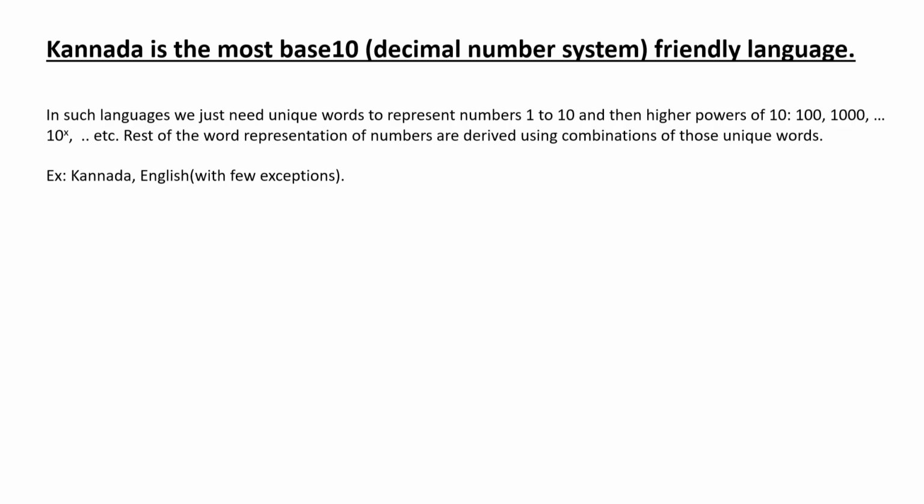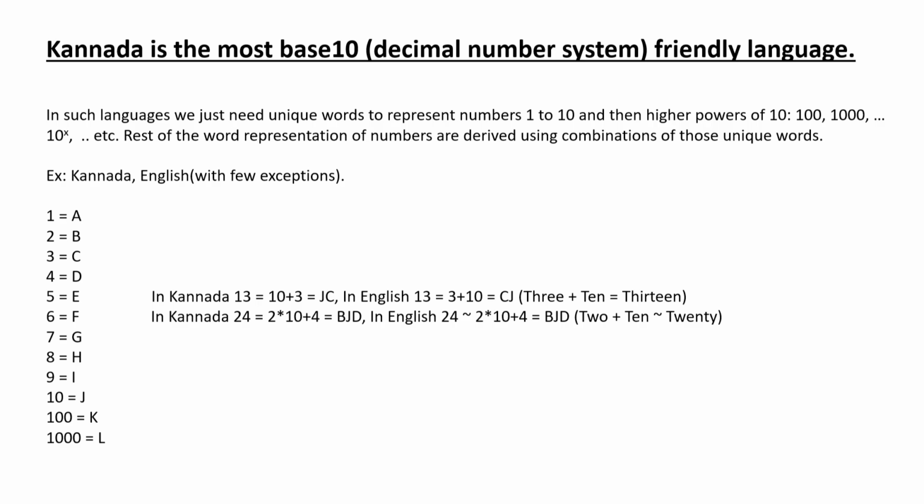And the rest of the word representations of numbers are derived using a combination of those unique words defined earlier, like 1 to 10, 100, 1000. Using them we can derive the word representation of any other number. So the best example is Kannada, and English is pretty close with few exceptions.